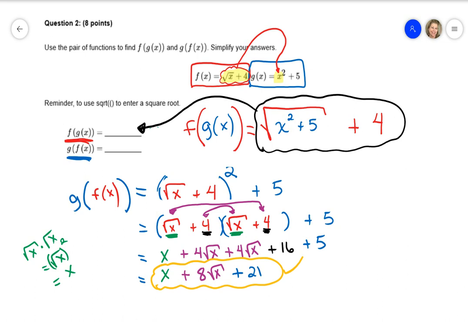So that's how you do composite functions. Have fun with that.